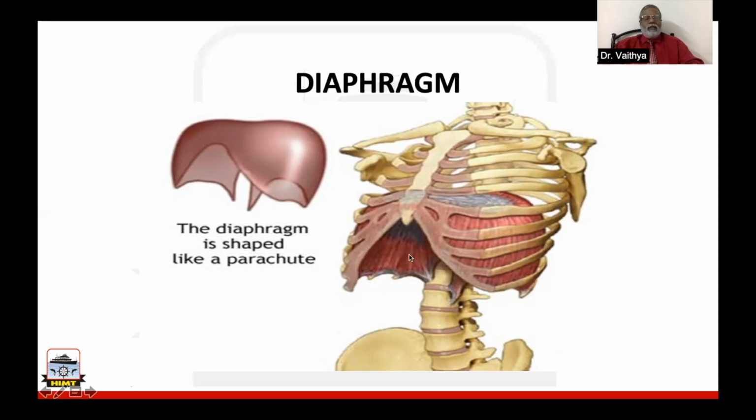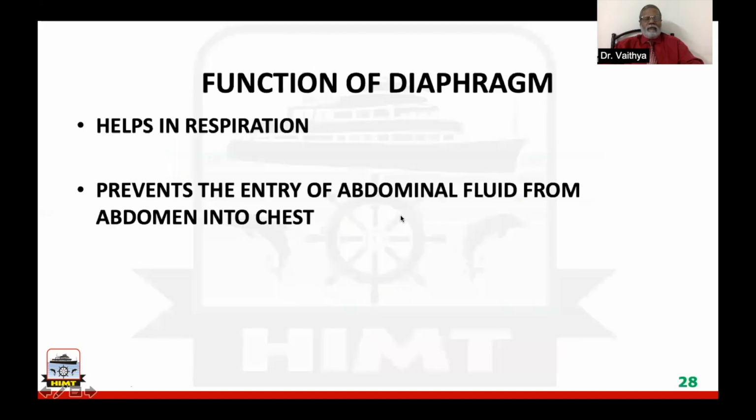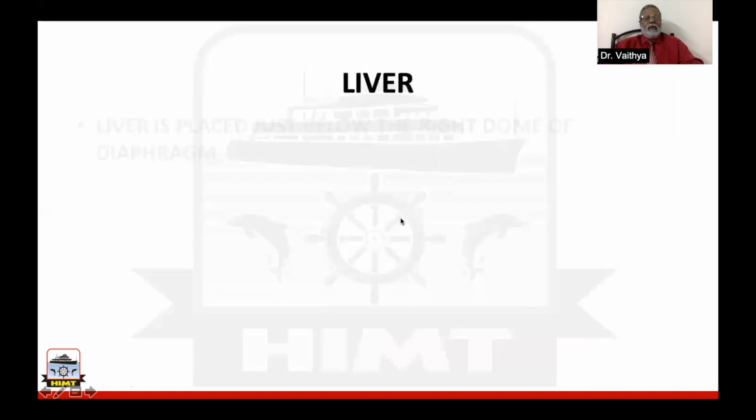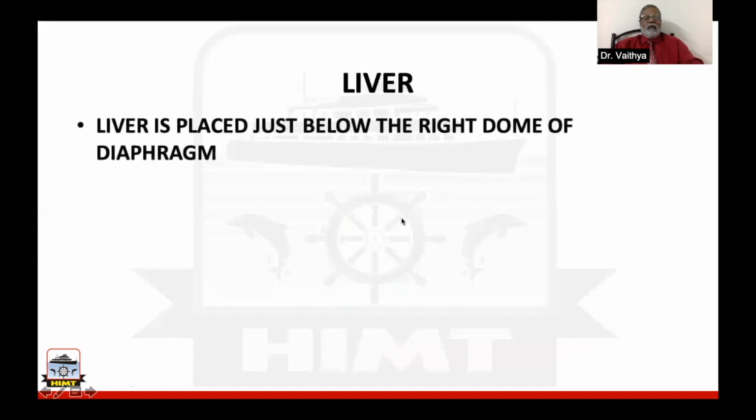Now we are going to discuss abdominal organs. Let us first start with the liver. The most important organ. Every organ is important, because certain organs we can survive even if that organ doesn't function. But there are certain organs we need for our survival. So the liver is one among those.